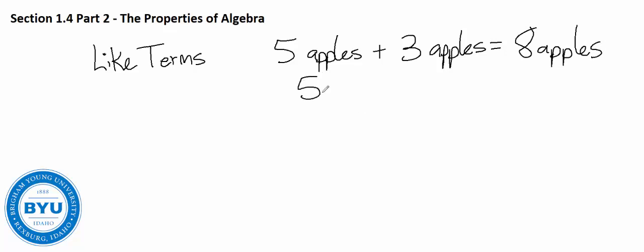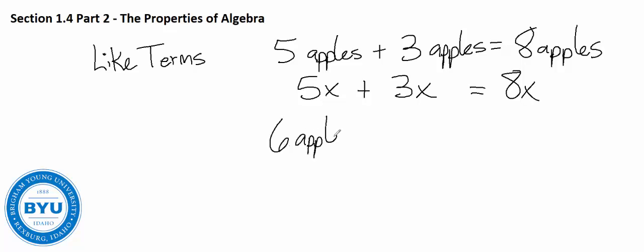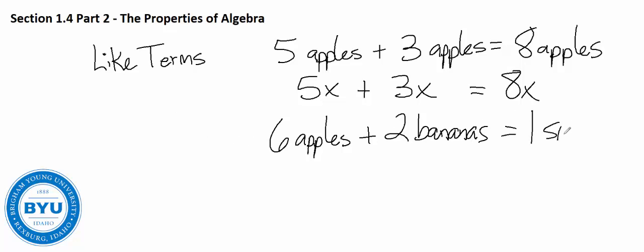So the same rule would apply here with 5x plus 3x. Those are like terms, okay? And so we can add those together to get 8x. It's like saying that x-rays. 5 x-rays plus 3 x-rays equals 8 x-rays. Now you got to be really careful here because you might get a problem that looks like this. 6 apples plus 2 bananas. What does that equal? Now some of you might be creative and say, ooh, that's 1 smoothie. No.